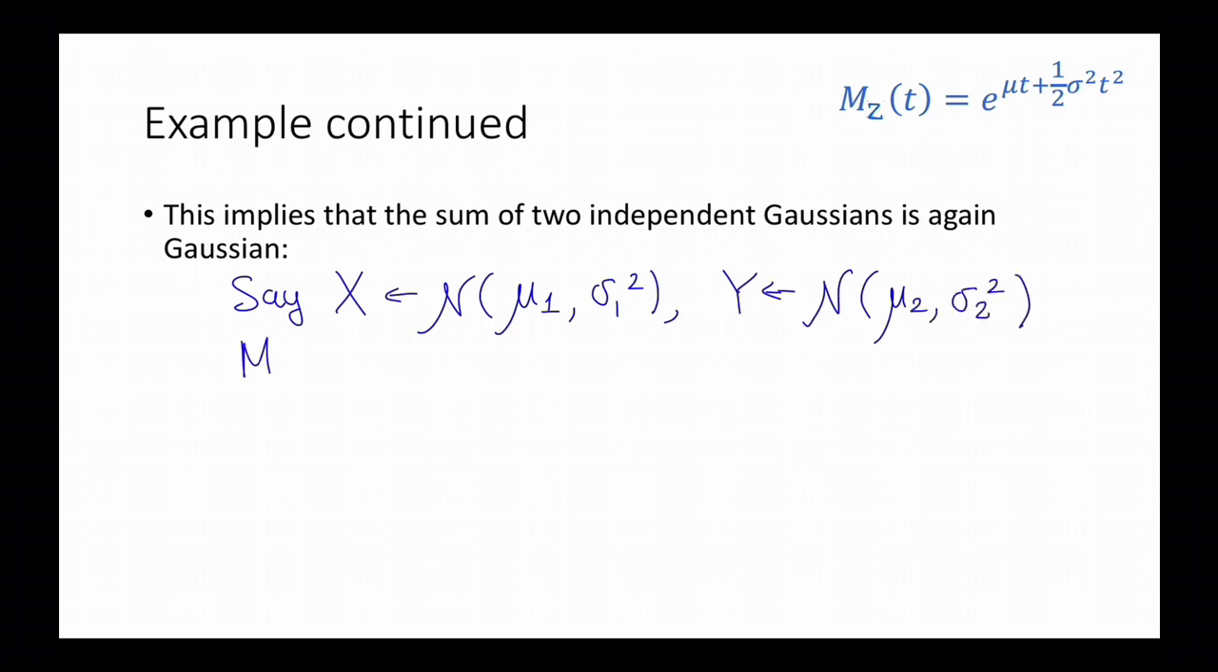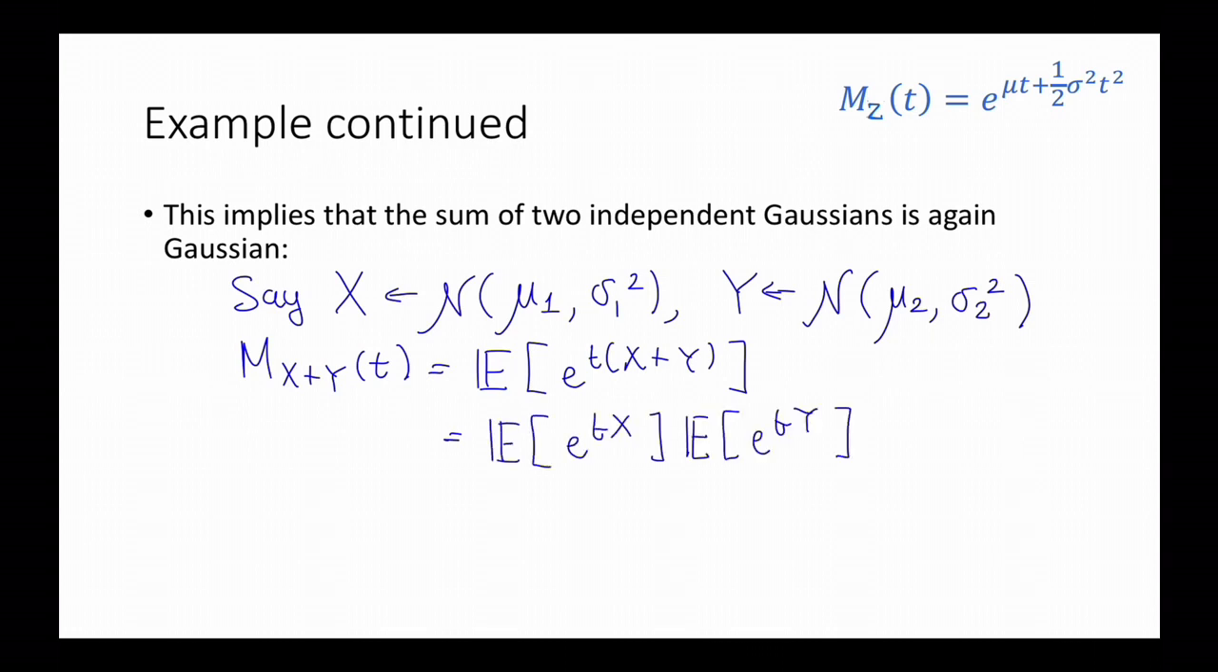Then the moment generating function for X plus Y is by definition equal to the expectation of e to the t(X plus Y), which, using the independence of X and Y, is just equal to the product of their moment generating functions. Now we can use the fact that we just computed the moment generating function for a Gaussian to write out what these are. This is e to the mu1 t plus 1/2 sigma 1 squared t squared times e to the mu2 t plus 1/2 sigma 2 squared t squared.